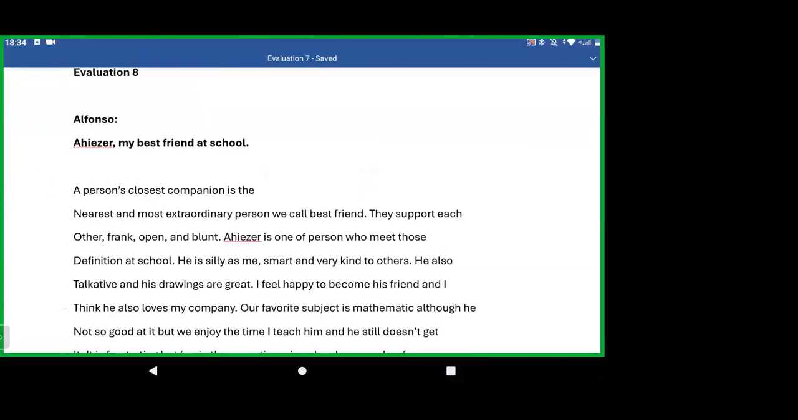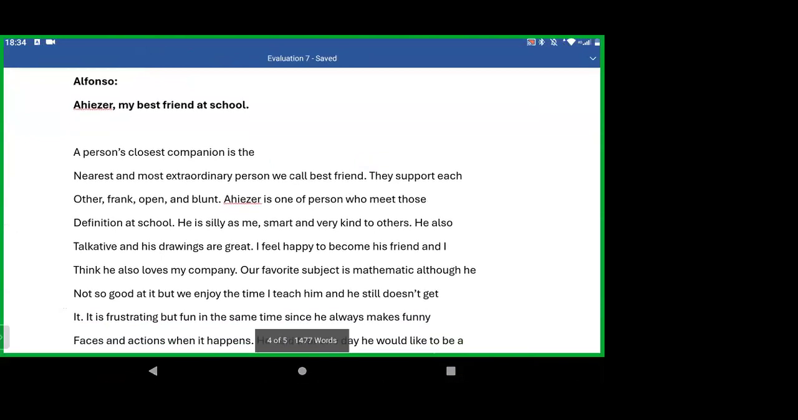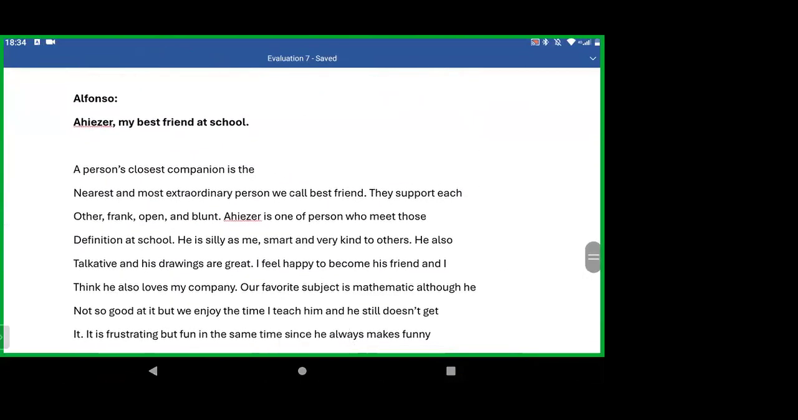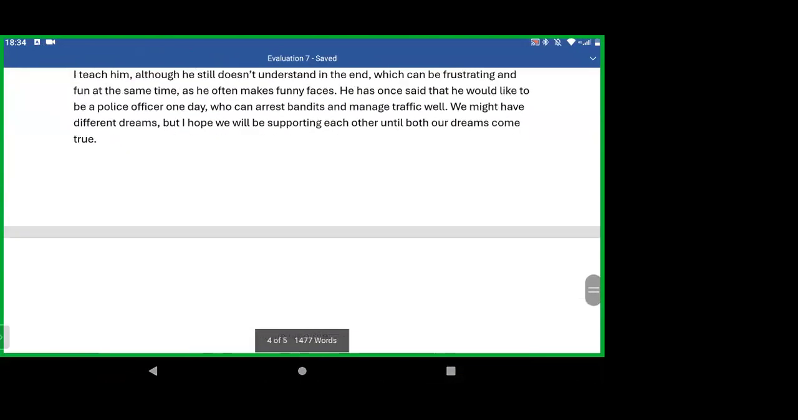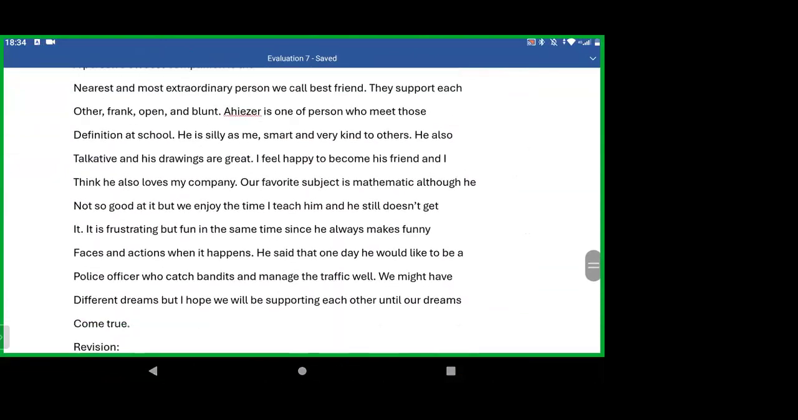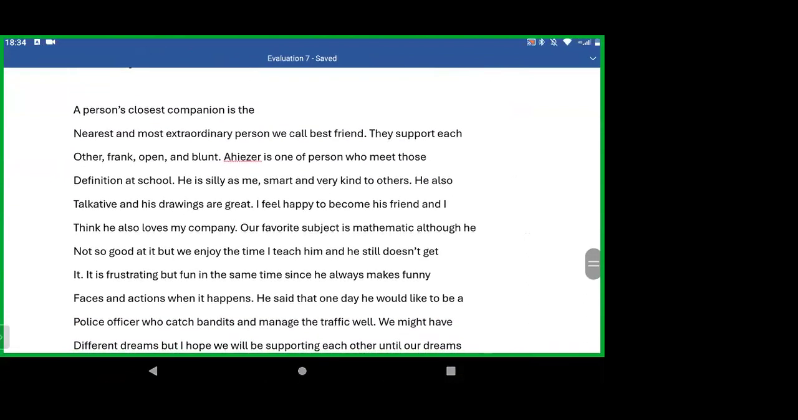Okay, anyway, for the eighth assignment, it is Alfonso's work. And the title is Hazer, my best friend at school. Which is good. He made the title for the writing assignment. So we basically don't really have any timestamp here after we evaluate everything in the class. So it actually depends on how long the affiliation will be.